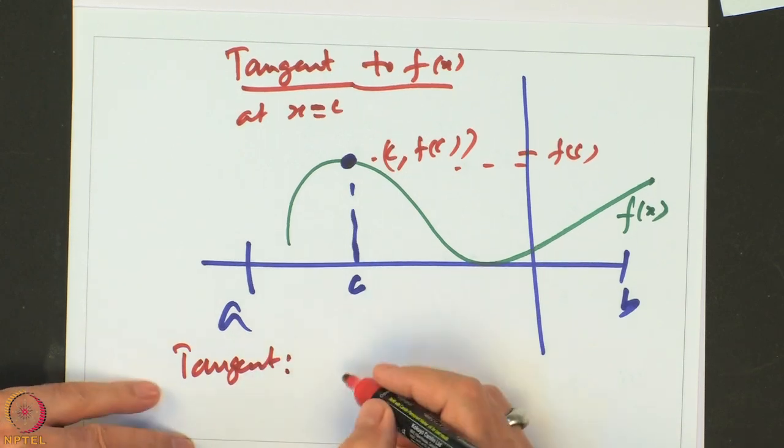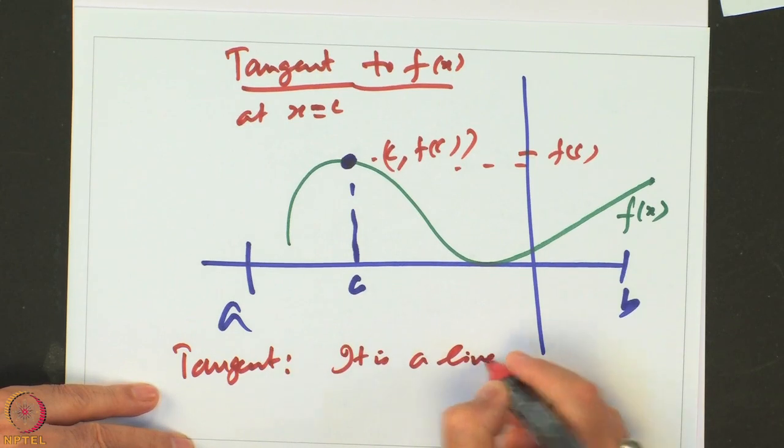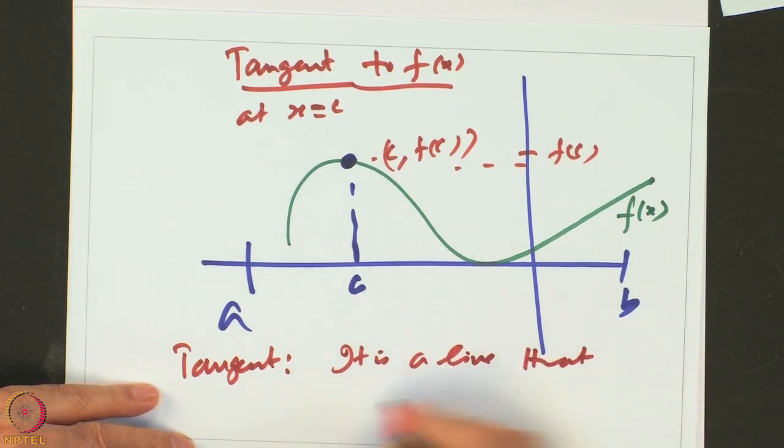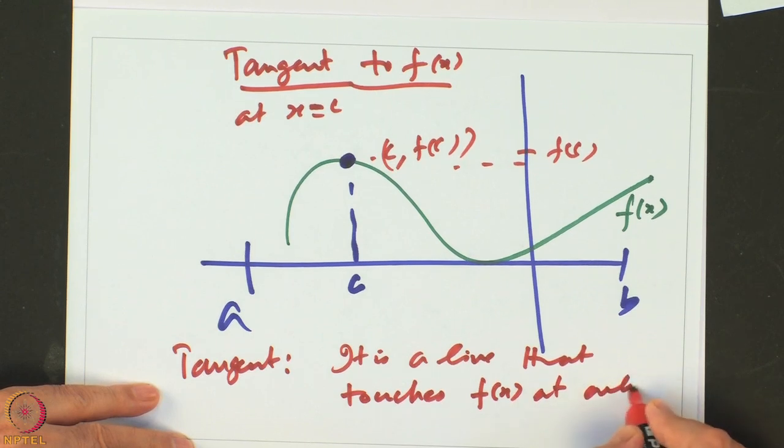What is the definition of a tangent? It is a line that touches f of x, or the graph of f of x, at only one point.